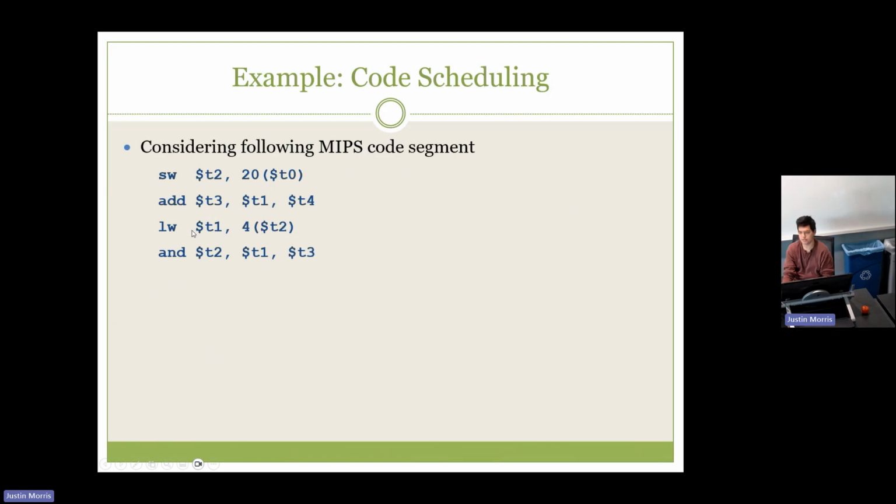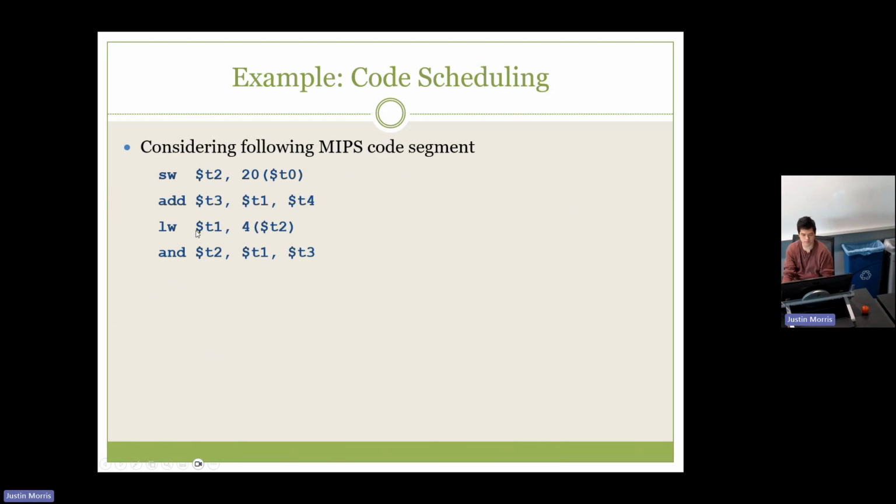We can't do that because this add is reading from T1, and this load word is going to write to T1. So this is supposed to be the previous value of T1, but if the load word is in front of it, now it's the new value from load word. So what's something else that we can do?